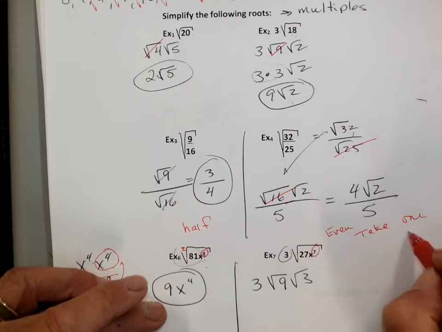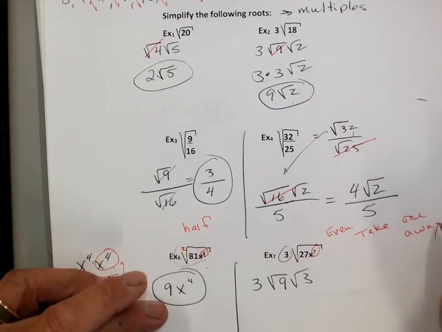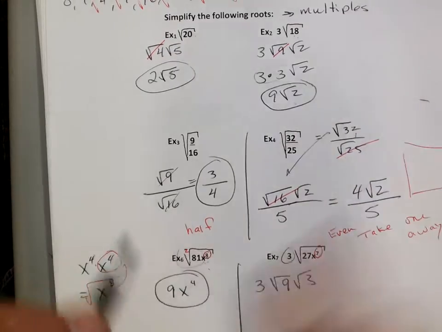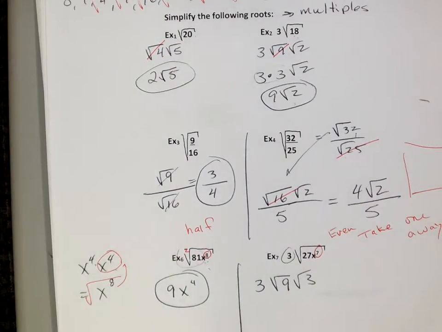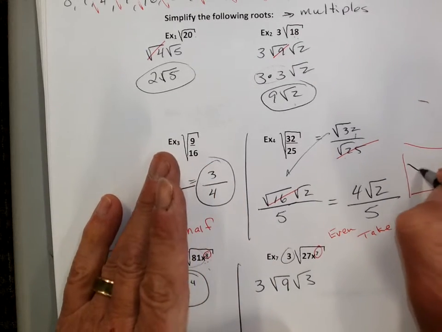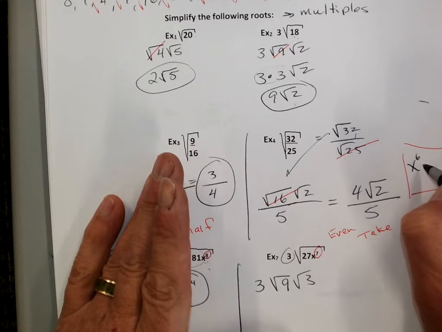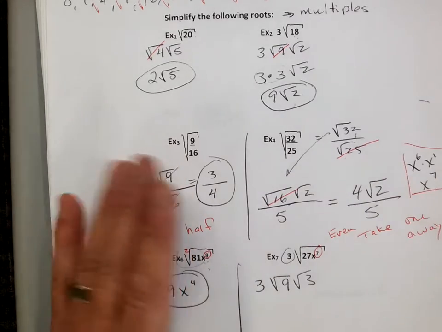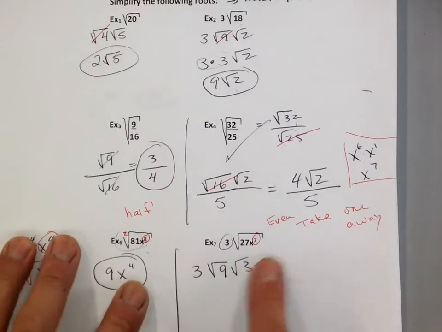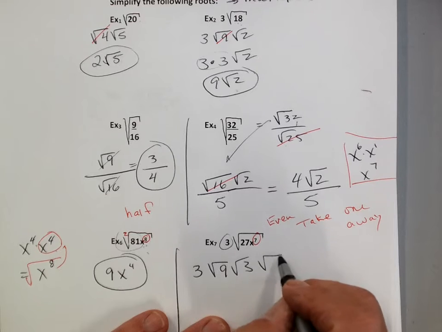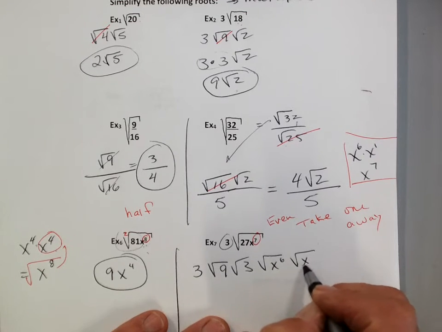Okay, so I'll stop for a second. And right up here, I'm going to write a little note for you. Okay, I know this, and you do too. I know that if I had x to the 6th times x to the 1, that is x to the 7th. Hopefully that makes sense to you. So I'm going to do the same thing here. I'm going to rewrite this x to the 7th as the square root of x to the 6th times an x to the 1.